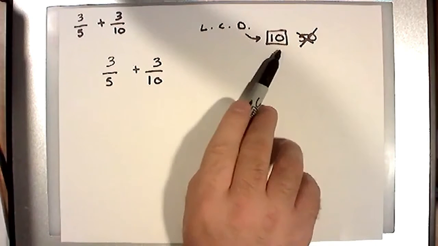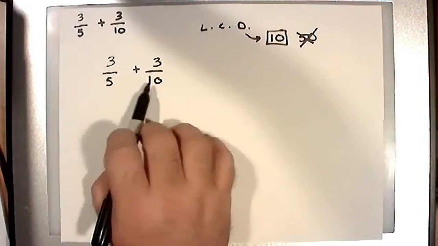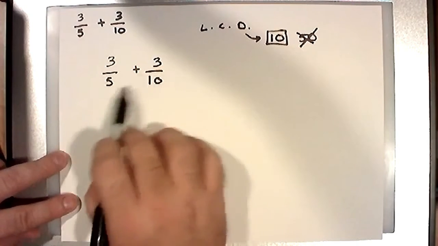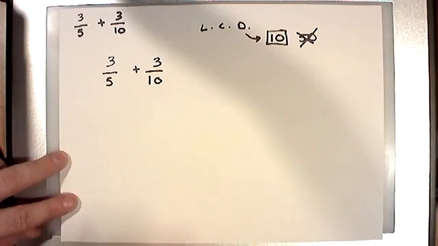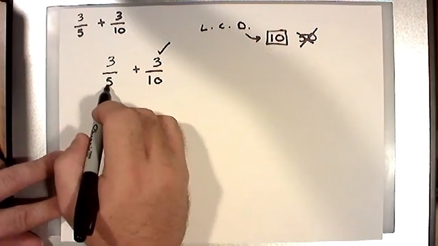Hopefully you agree the least common denominator here is 10, meaning what is the denominator we can get them both to make? Well, we can't go down. We're not going to make these go smaller, so they can only go up. The smallest number that 5 and 10 can both go into is 10. So that means this one's okay. 3 over 10 is where I need it to be, isn't it? It's already got that common denominator 10. This one I need to adjust.